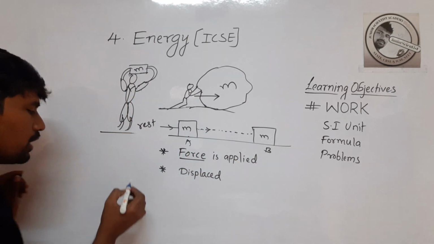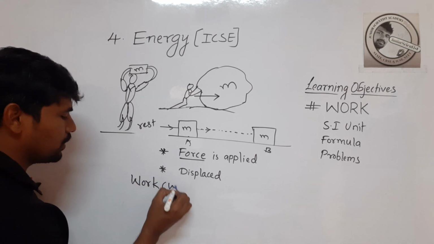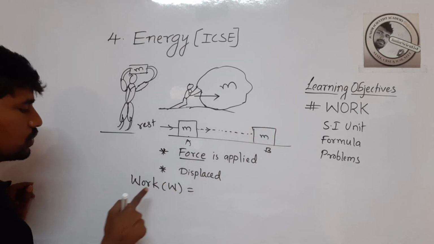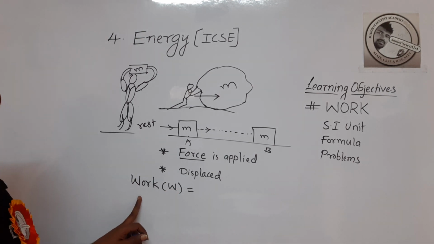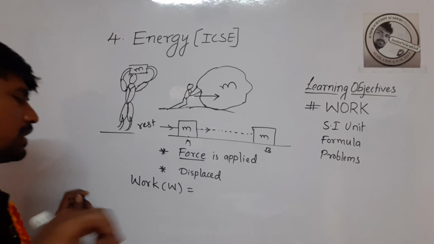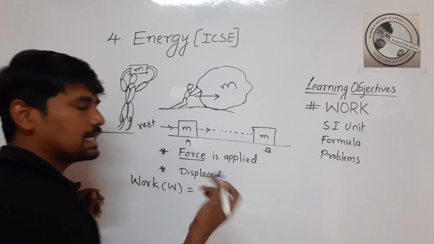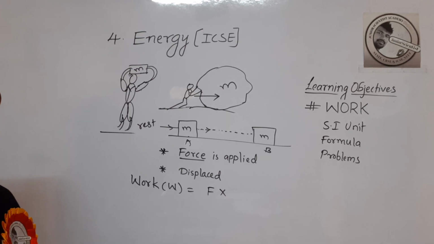So a very simple work definition. Work is denoted with W. Our learning objective is work, so now we are learning the definition of work. Work is defined as, the short definition, the product of force and displacement. You may take displacement as D or S, that is your wish.